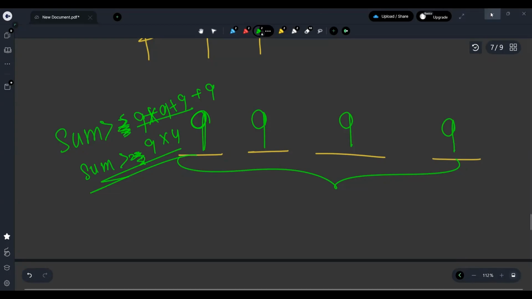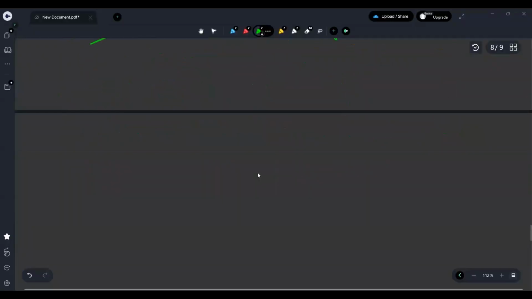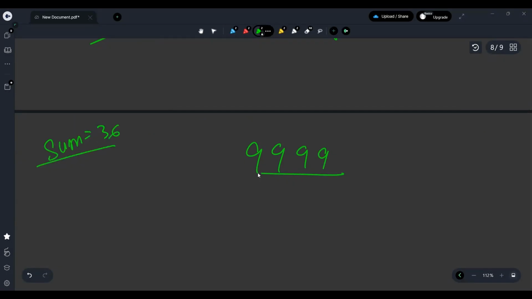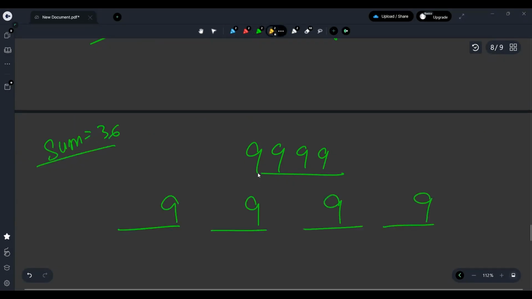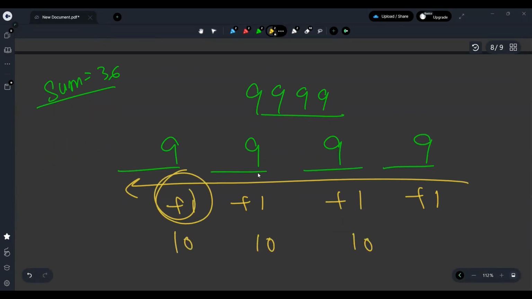So whenever the sum is greater than 9 into 4, where 4 is the number of digits, we will return minus 1. Now, here is another exception: what if the number is 9999? Let's say our sum was 36 and we have to add it in 4 digits, 9999. Can I represent it in any other form? All were nines. I can't increment them. So no one can be incremented, and its second form is not possible.